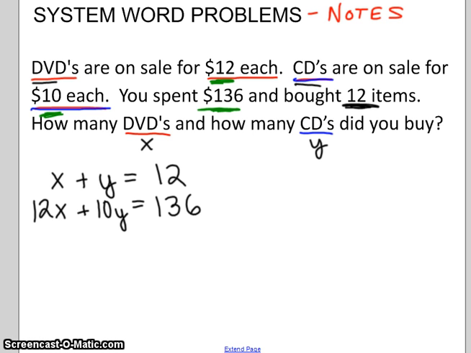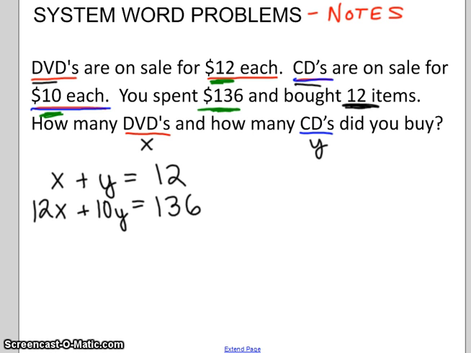Alright, now we have two equations based off of all this material that we had in the word problem. How do we solve this? Well, now we're into the algebra portion, which we learned in the previous unit. Okay, what can I do? Well, they're both in standard form. x and y are on the same side. So what I'm going to do is I'm going to try to eliminate either x or y.